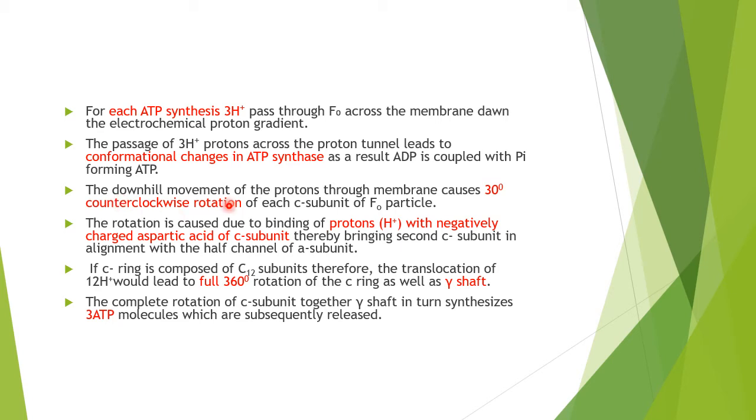Downhill movement of the proton through the membrane causes 30 degrees counterclockwise rotation of each subunit of the F0 particle. Rotation is caused by the binding of the proton with the negatively charged aspartic acid of the C subunit, thereby bringing the second C subunit in alignment with the half channel of the A subunit. If the C ring is composed of C12 subunits, the translocation of 12 protons would lead to the full 360 degrees rotation of the C ring as well as the central gamma shaft. The complete rotation of the C subunit together with the gamma shaft in turn synthesizes three ATP molecules, which are subsequently released.